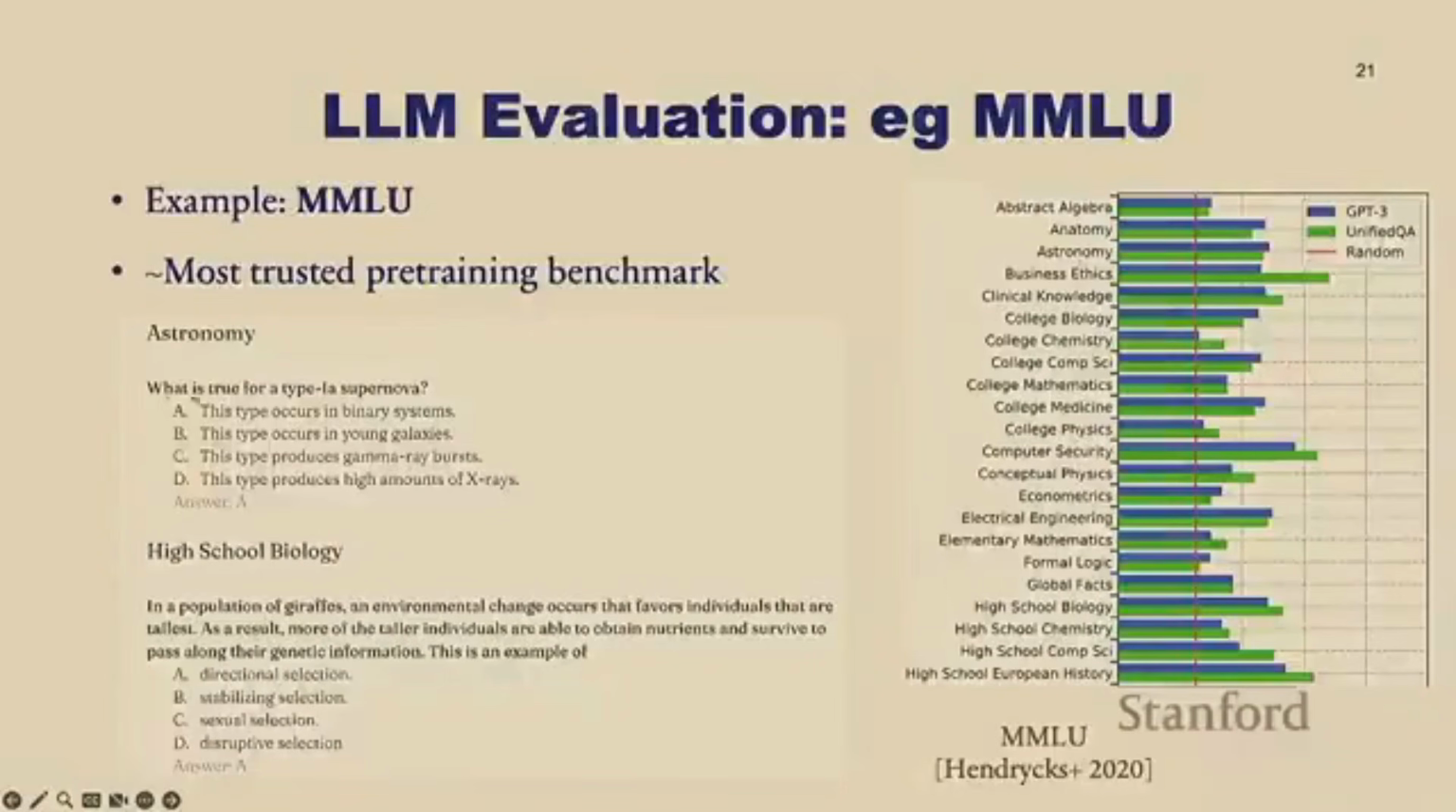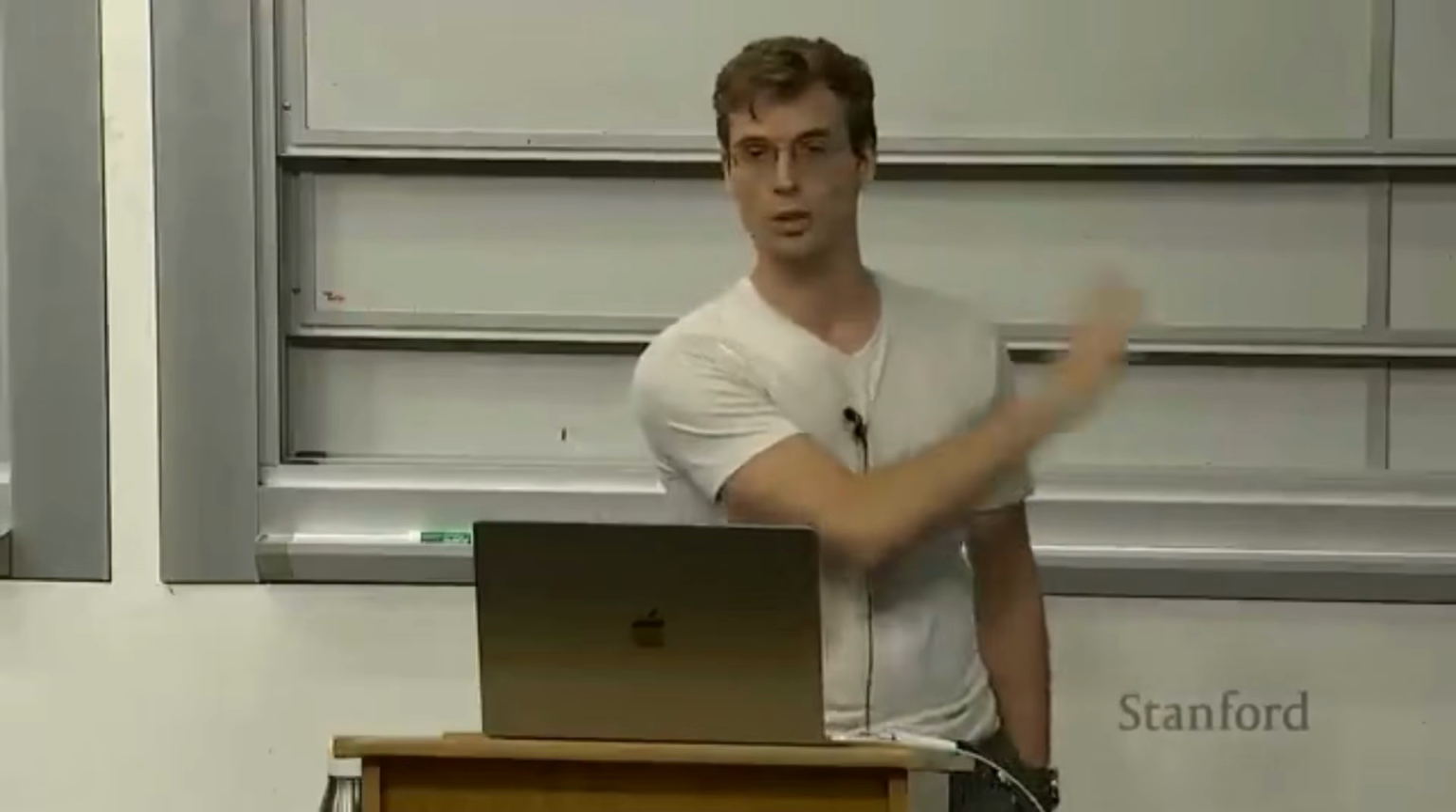The questions are things like, this is in astronomy, what is true for type 1a supernova? Then you give 4 different potential answers, and you just ask the model which one is more likely. There are many different ways of doing it. Either you can look at the likelihood of generating all these answers, or you can ask the model which one is the most likely. There are different ways that you can prompt the model, but at a high level, you know which one is correct, and there are 3 other mistakes.